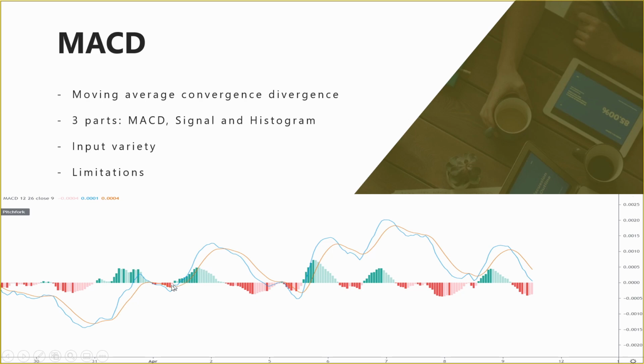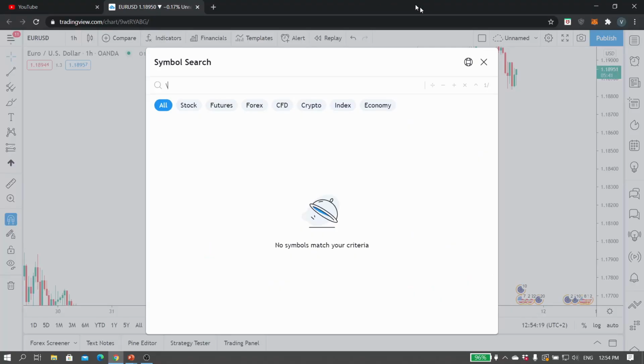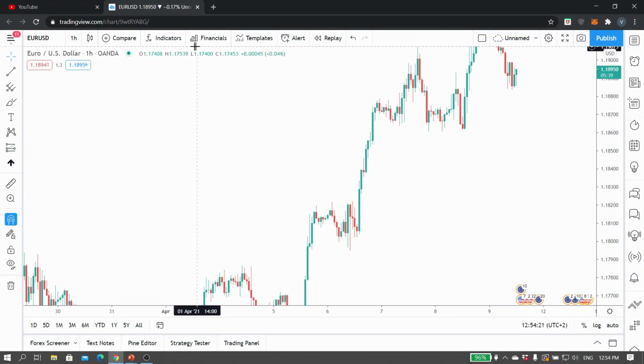That is only for the signal line, and the signal line is basically the same as the moving average convergence divergence, but then it is smoothed down over the last 9 periods in this case, but you can also change that. So basically it is weighted even more to recent price action. You can change that too, but we will get now to TradingView and I will show you how you can change these inputs.